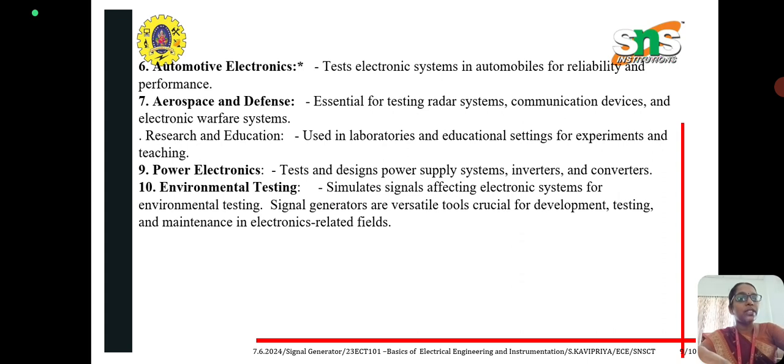And it is used in research and education also. It is used in laboratories and educational settings for experiments and testing. It is used in power electronics. It is used for testing and designing power supply systems, inverters and converters. It is used in environmental testing. It simulates signals affecting electronic systems for environmental testing. Signal generators are versatile tools crucial for development, testing and maintenance in electronics related fields.